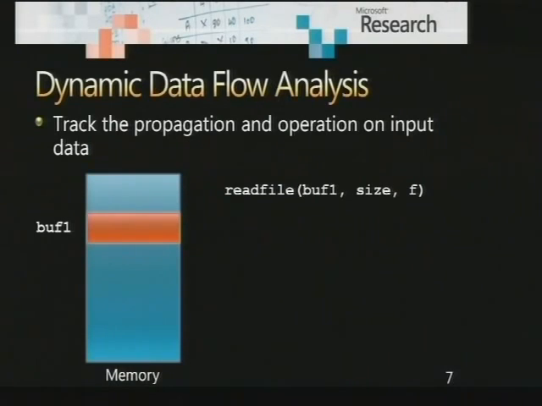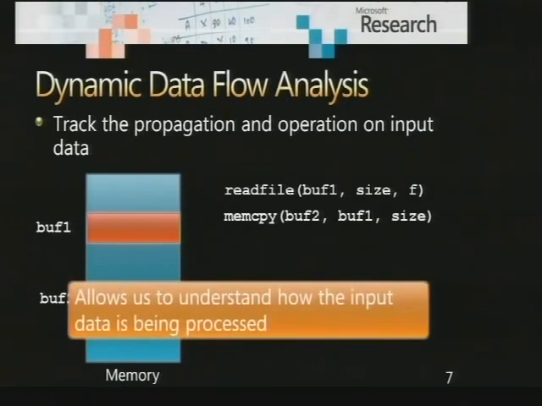When we read the input, we mark the buffer that stores the input as tainted. We also track the taint propagation, so when the memory is copied to another part of the memory, we mark the destination buffer as tainted too. Dynamic data flow analysis allows us to understand how the input data is being processed. I want to introduce it because the zero-day attack detector and the following work, Tupni, both use this technique.